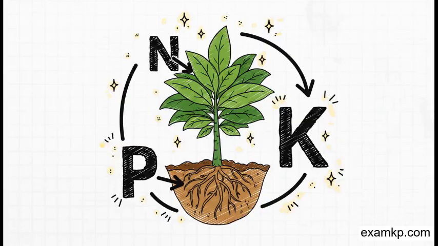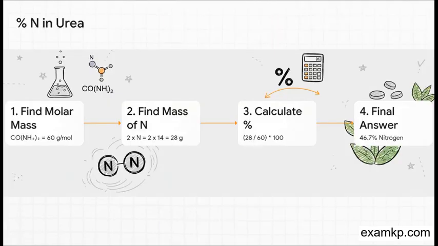Nitrogen, that's N, helps a plant shoot up with lots of green leaves. Phosphorus, P, helps it put down strong roots. And potassium, K, keeps it healthy all around. So that's up, down, and all around. NPK. Now, get ready because calculation questions on fertilizers are very common.